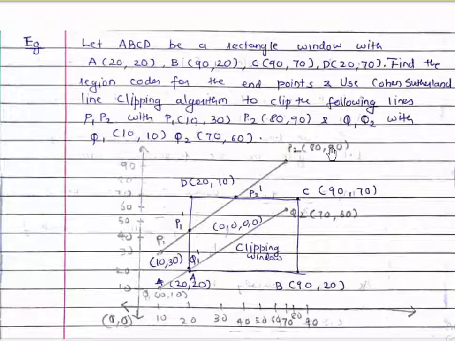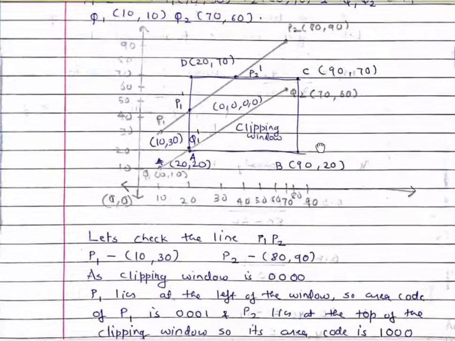But to confirm it, we have to perform a logical AND operation on the area codes of both endpoints, and we can get the confirmed answer there. And the second line is Q1 Q2, where Q1 is (10, 10) and Q2 is (70, 60), which lies inside the clipping window, as we can see, because the clipping window extends till (90, 70). So fine, let's get to the solution now.